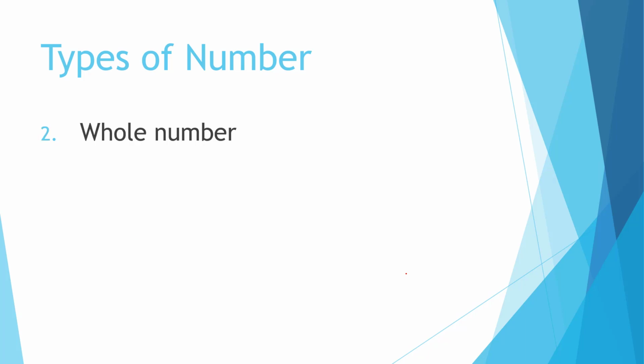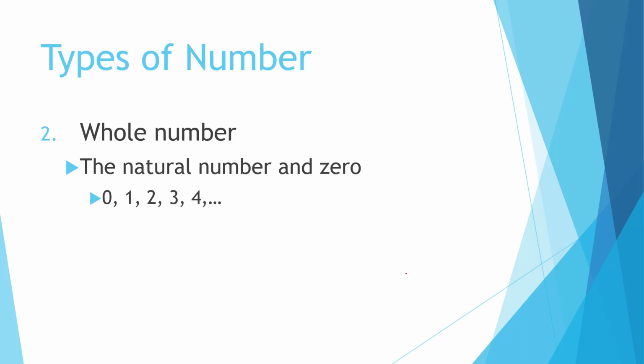The next one is a whole number. A whole number is actually all of the natural numbers, but you add 0. So we have 0, 1, 2, 3, 4, 5, 6, 7, 8, 9, 10, and so on, right? Previously, natural numbers started from 1, but whole numbers start from 0. So 0 is the addition to the natural numbers. If you add natural numbers with 0, then you will get the whole numbers.